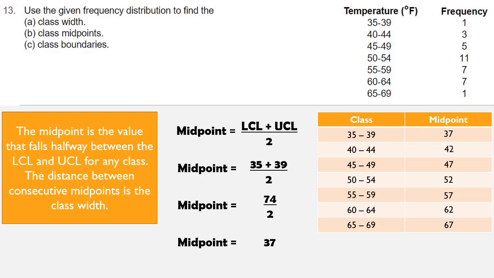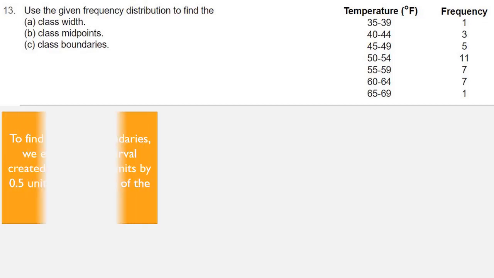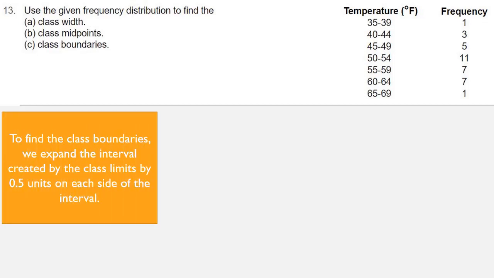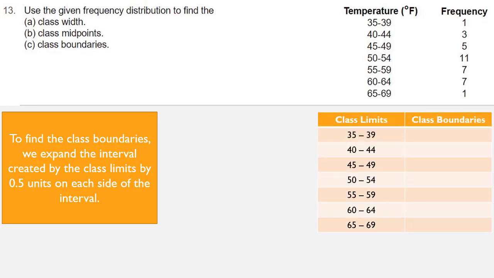The last thing we're supposed to find are the class boundaries. To find the class boundaries, we expand the interval created by the class limits by 0.5 units on each side of the interval. So if we have our class limits, we're going to subtract 0.5 on the left and add 0.5 on the right. So let's start with the first class.